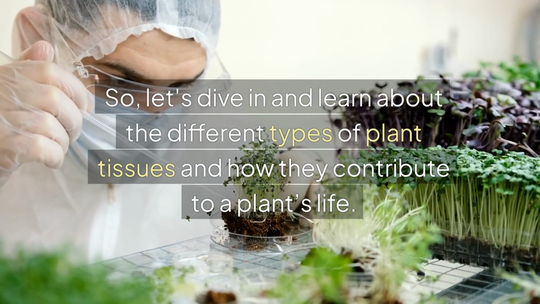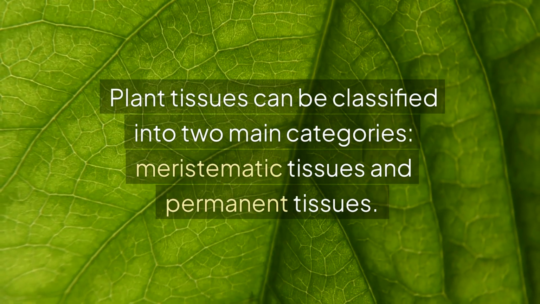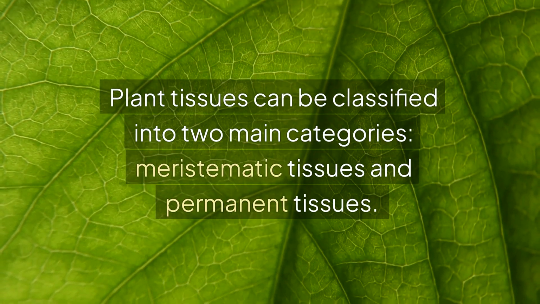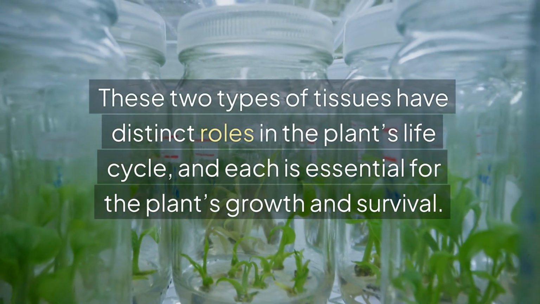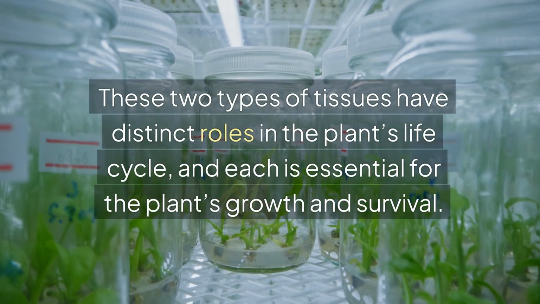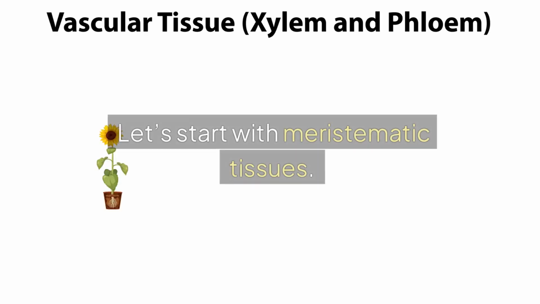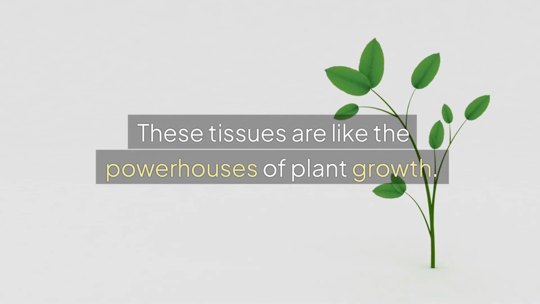life. Plant tissues can be classified into two main categories, meristematic tissues and permanent tissues. These two types of tissues have distinct roles in the plant's life cycle, and each is essential for the plant's growth and survival. Let's start with meristematic tissues. These tissues are like the powerhouses of plant growth.